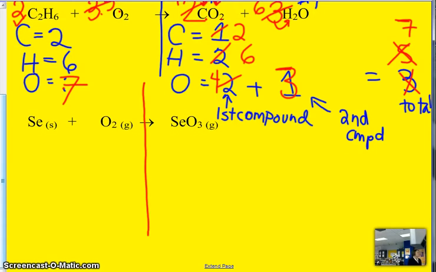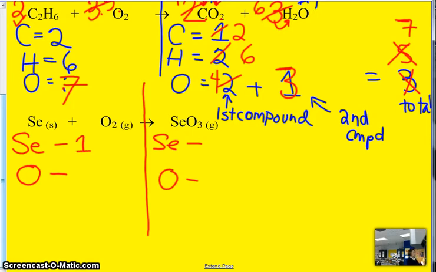Draw a wall, list, and count. Se, O2, Se, O3. I'll show you another method that I use sometimes. 1 Se, 2 O's, 1 Se, 3 O's. If you don't like to use decimals, you don't have to, even though we could put a 1.5 here and then multiply everybody by 2. You can think for your oxygens about least common multiple. So what's the least common multiple of 3 and 2? 6. So you can make 6 oxygens on this side and 6 oxygens on this side.